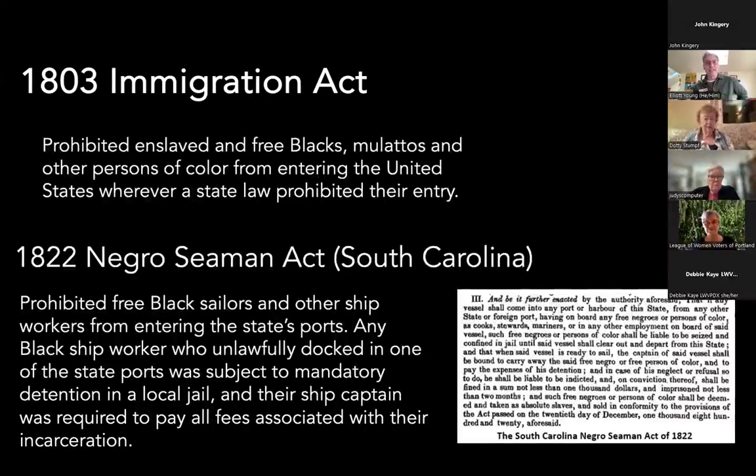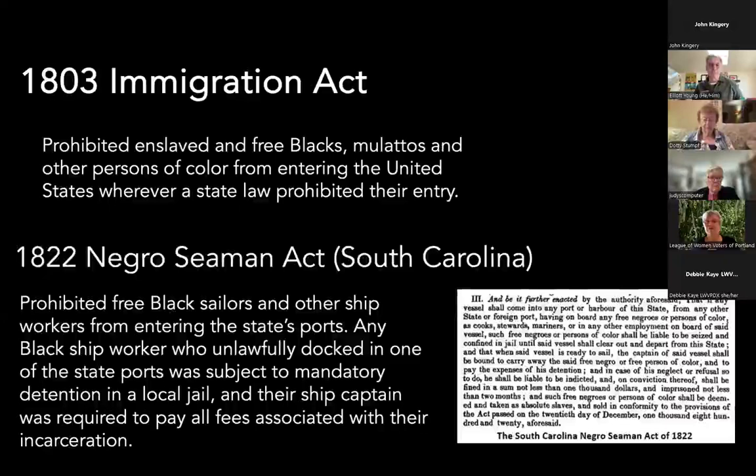If we fast forward ahead to 1803, there was an Immigration Act that prohibited enslaved and free blacks, mulattoes, and other persons of color from entering the United States wherever a state law prohibited their entry. So essentially, the federal government was backing up what some states, especially in the South, were doing to prevent the entry of free black people and mulattoes, worried about rebellion that might ensue, especially subsequent to the Haitian Revolution, which happened in 1791.